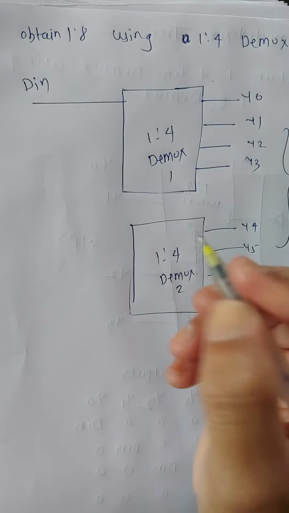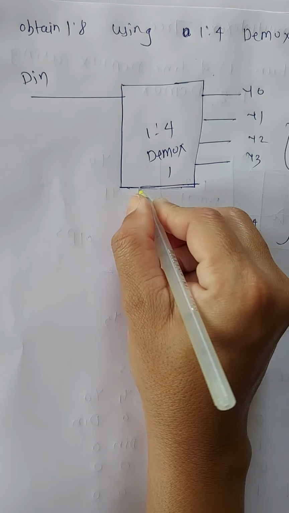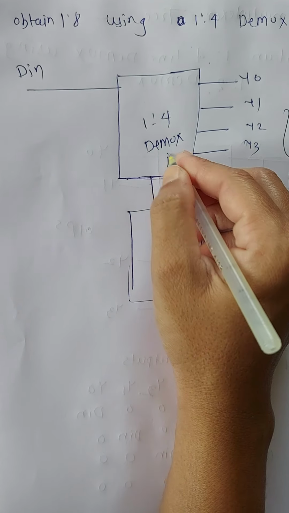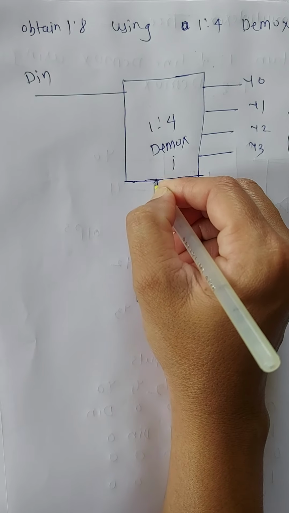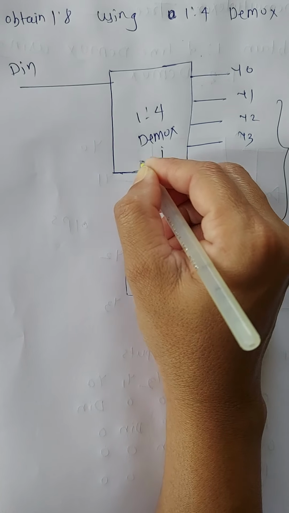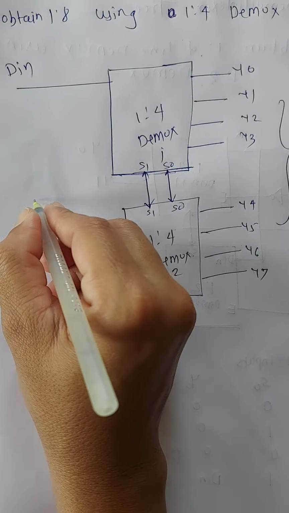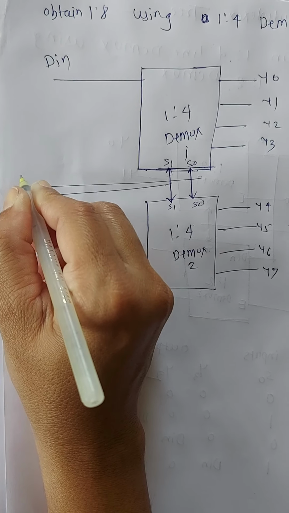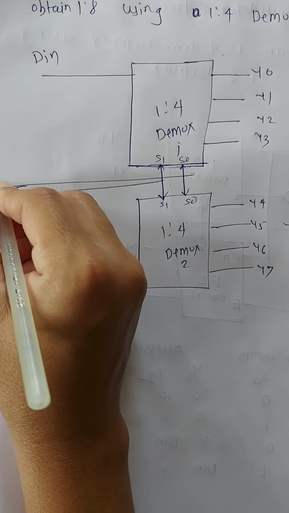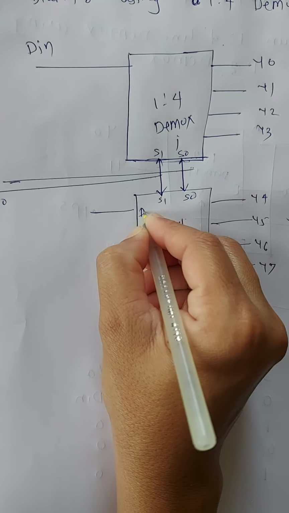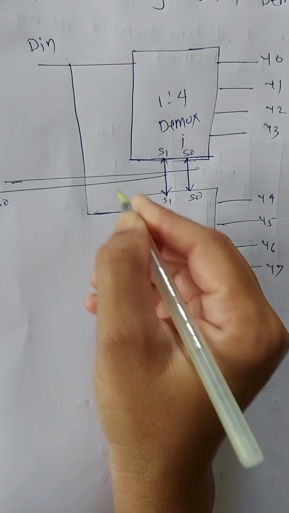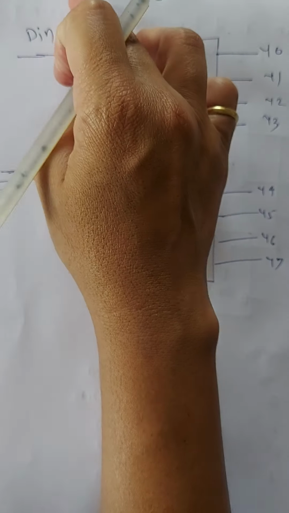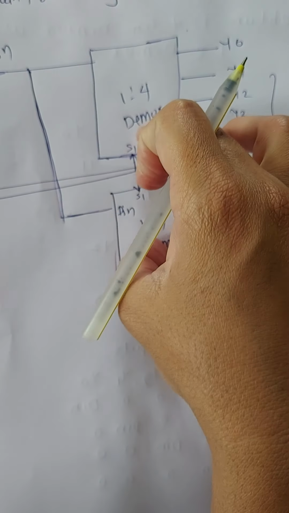These are the outputs. For the 1:4 demux, there are two select lines. The second demux we connect in parallel, and these are common for S0 and S1, so from this we get the two select lines S0, S1. For the data input, we connect D in as common, and the one output as D in.